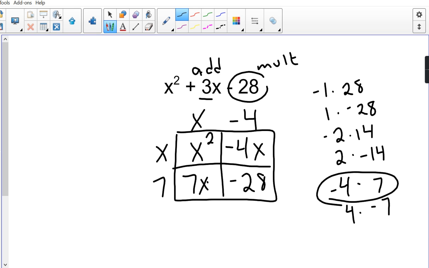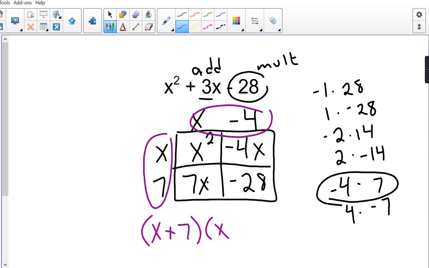So now what is our answer? Well, I'm looking for the 2 factors. The factors are the outsides of the box. So x plus 7 and x minus 4, those outside parts are the 2 factors. So first factor is x plus 7. Next factor is x minus 4, and I'm done.